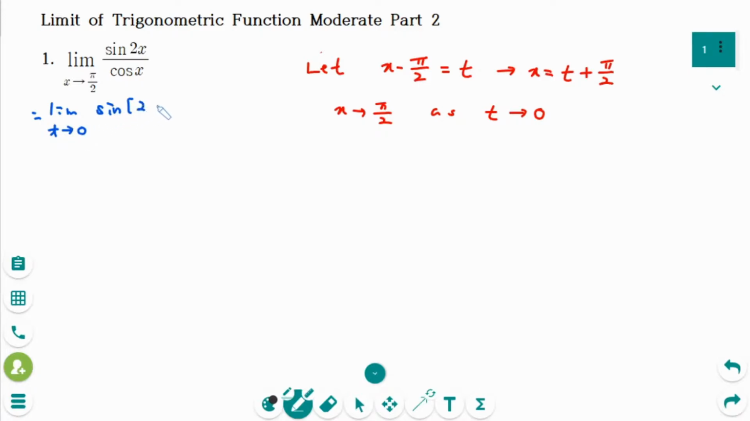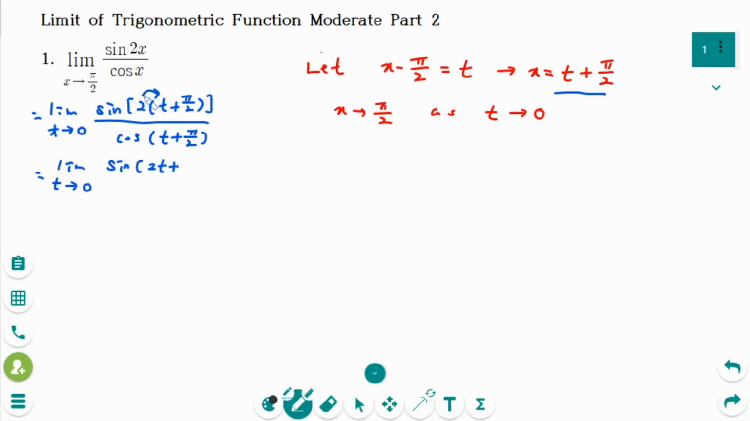sine 2x means 2 times t plus pi over 2, over cosine x means t plus pi over 2. Then limit as t approaches 0 sine, expand the inside of the bracket, 2t plus pi over cosine t plus pi over 2.